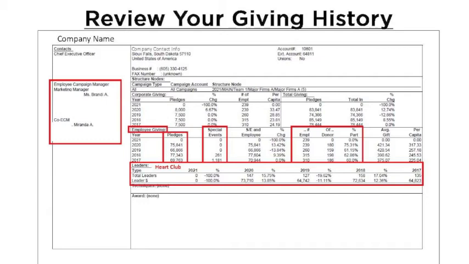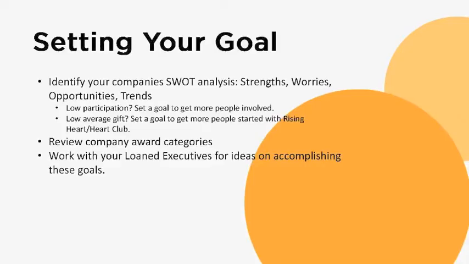So as you look through this, setting your goal can really be based on the SWOT analysis. So strengths, worries, opportunities, and trends. Look at those strengths, worries, opportunities, and trends throughout your campaign, and really set your goals based on that. If you have low participation, set a goal to get more people involved. If you have a low average gift, set a goal to get more people started with Rising Heart or Heart Club. Set incentives around those goals and communicate those goals to your employees.